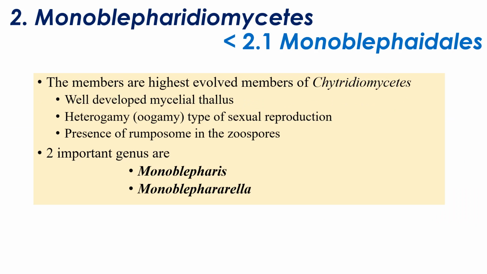The last one, Monoblepharidomycetes. There is only one order, Monoblepharidales, and they are the highest evolved members of the Chytridiomycetes when compared to the previously discussed fungi. They have a well-developed mycelial thallus, heterogamy kind of sexual reproduction, presence of rumposome in the zoospores, and all those things. There are two important genera in this order: Monoblepharis and Monoblephariella.